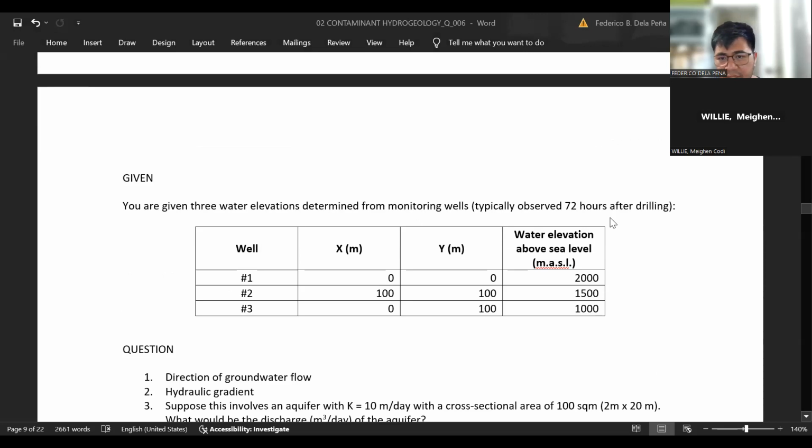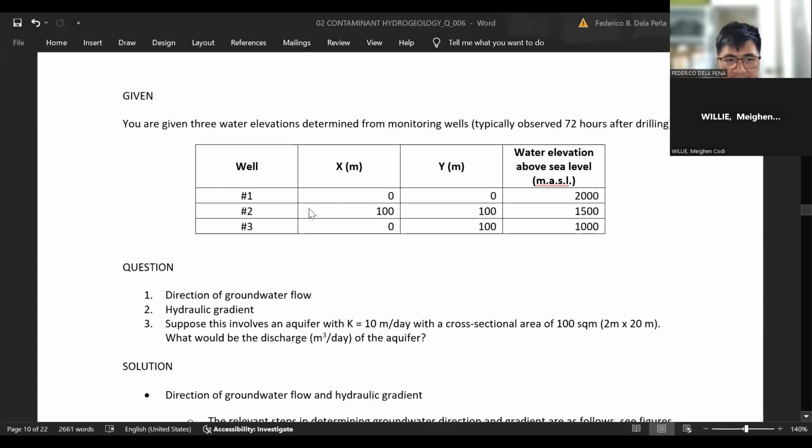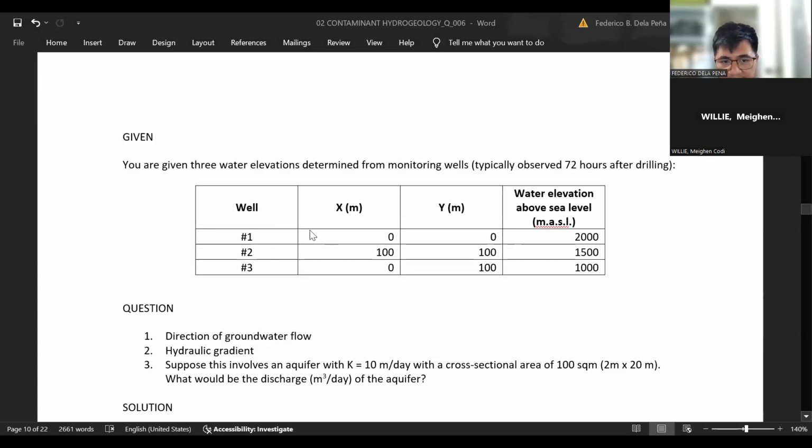Remember that once you start doing some actual work involving wells and water. Anyway, going back to the problem, we have three wells.